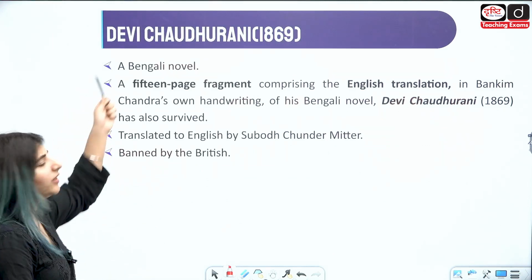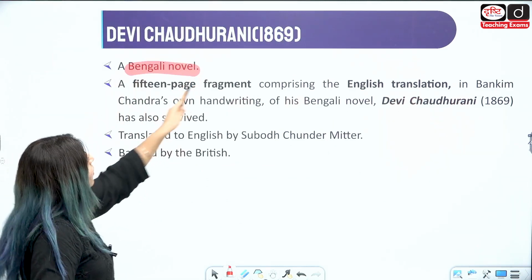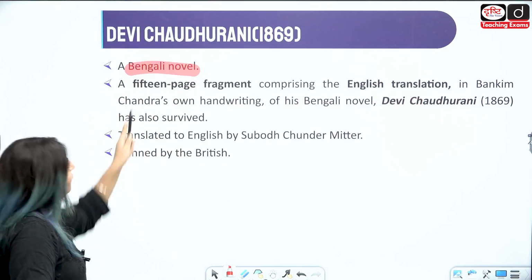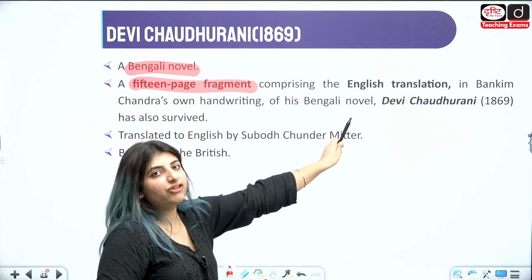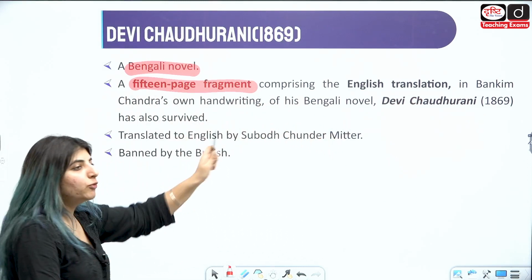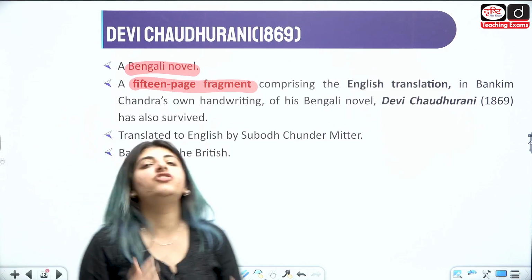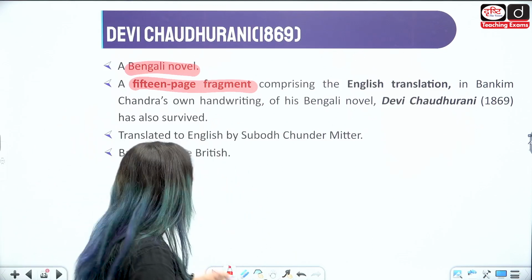Then we move to Dev Chadurani. It's a Bengali novel. इसका बोला जाता है that 15-page fragment of the English translation of this is supposedly said कि बंकिम चंद्र खुद try कर रहे थे उसको translate करने का, right?